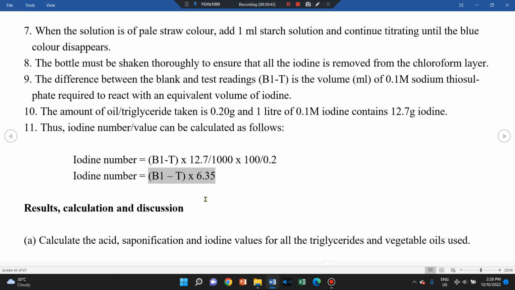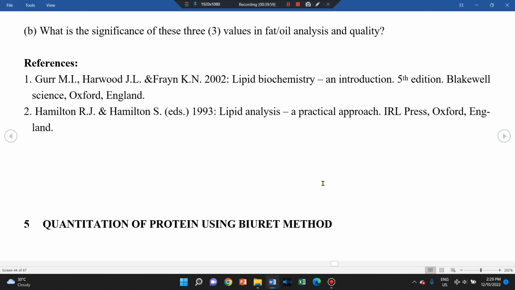So that's all the experiments explained thoroughly. Now we go into the end of the briefing. You need to calculate all three values: acid value, saponification value, and iodine value, and then compare them. Hopefully, you can compare palm oil and olive oil, and say which one has the better value. What does a high acid value mean? What does a high saponification value mean? What does a high iodine value mean? That is the significance of these values.